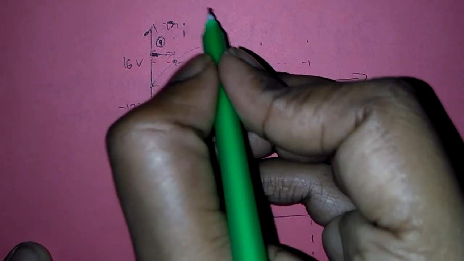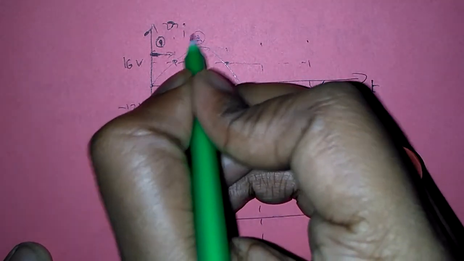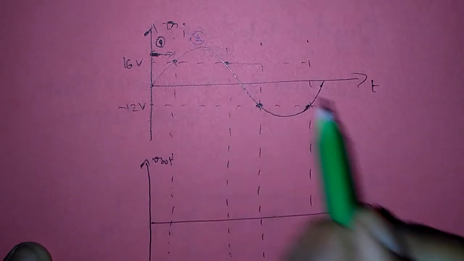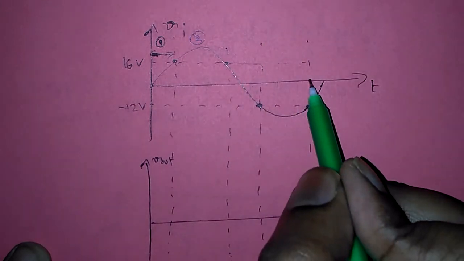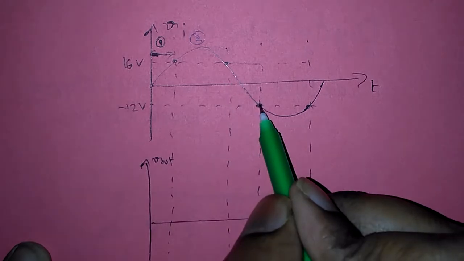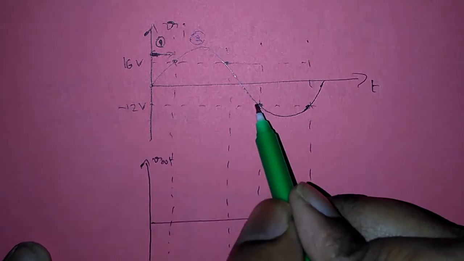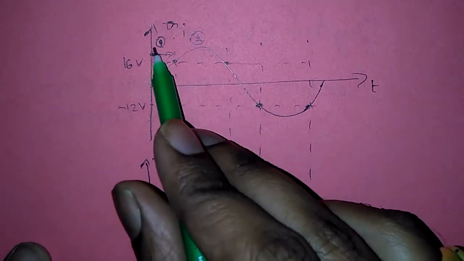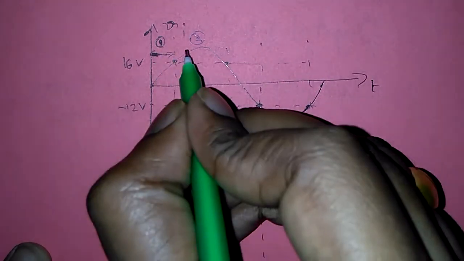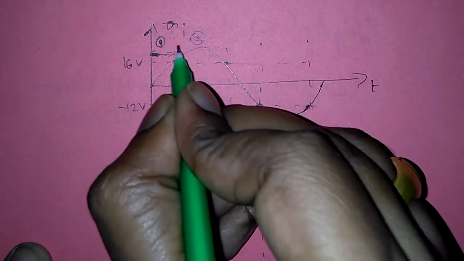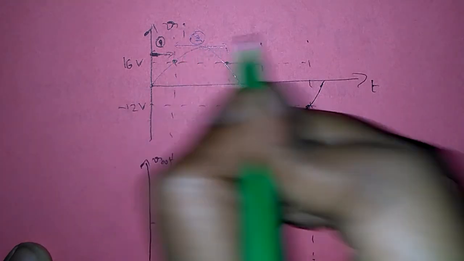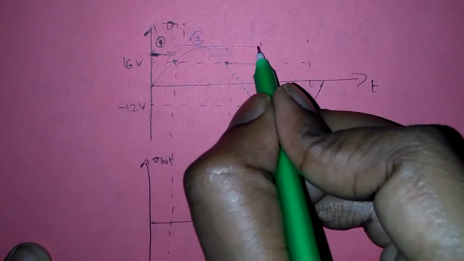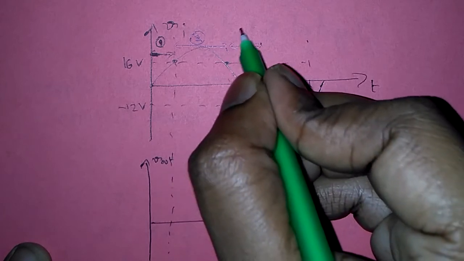I consider this as case 2. Again, from this point to this point, our input waveform lying between the reference voltages 16 and minus 12, similar to case 1. So I consider from this point to this point, this is case 2. Similarly, from this point to this point, case 1.